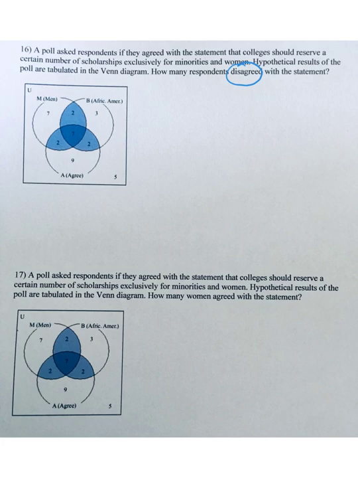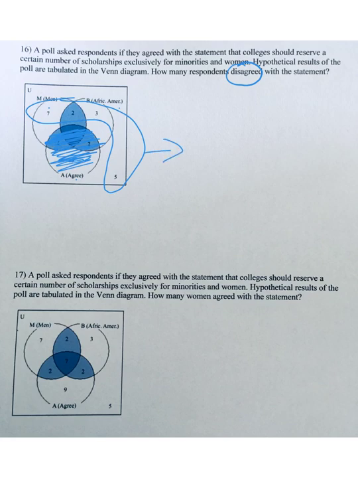Now if I look at my Venn diagram, I have a men circle, an African American circle, and an agree circle. I do not have a disagreed circle. However, obviously disagree is the opposite of agree. So I must want the complement of the agree circle. In other words, I don't want who agreed. So if I look at all the numbers outside of the agree circle, that must be disagreed. So 7, 2, 3, and even the 5 are all outside of the agree circle.